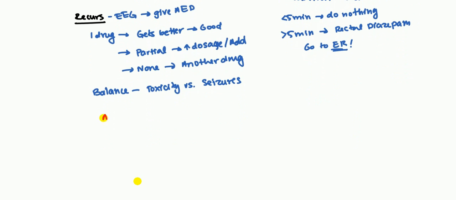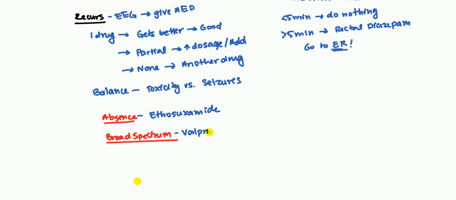For absence seizures, you can use ethosuximide. That's specifically for that. It's also good to know that there are some broad spectrum medications that you can use, which work for pretty much all of the seizures. The first being valproate, which actually does work for absence as well. Levetiracetam, which is also known as Keppra. Lamotrigine is also broad spectrum. And finally, felbamate. So these can work for all of them in general.